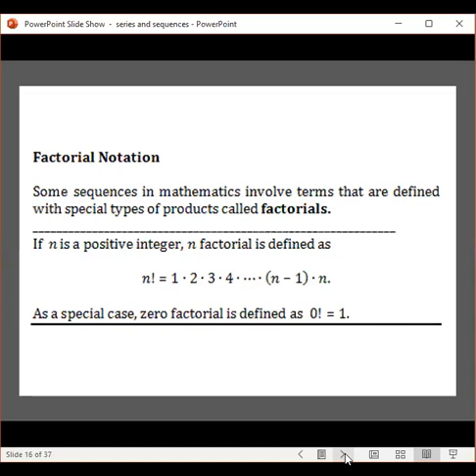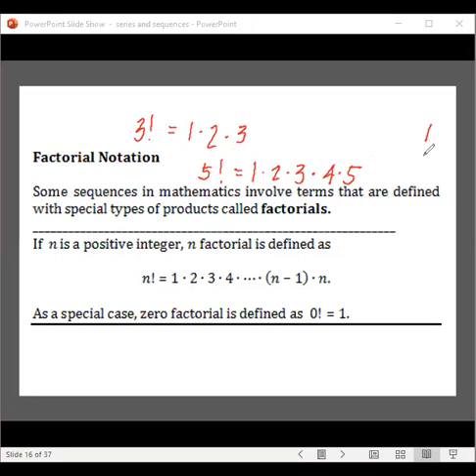For example, 2 factorial would be 1 times 2. 3 factorial would be 1 times 2 times 3. If you have 5 factorial, that is 1 times 2 times 3 times 4 times 5. That is how we use the factorial notation. You can also see this notation on your calculators. That's the factorial notation.